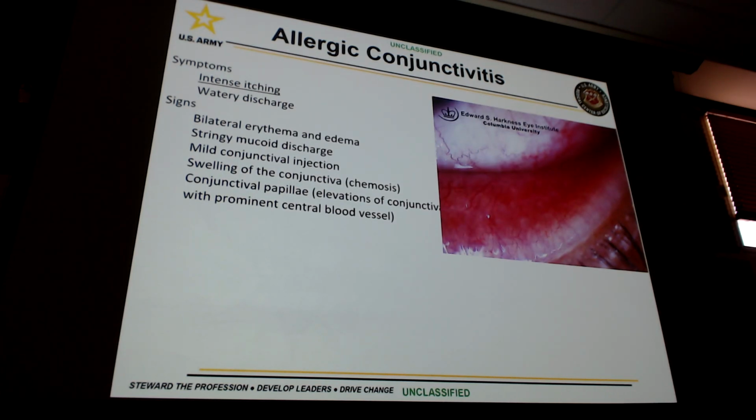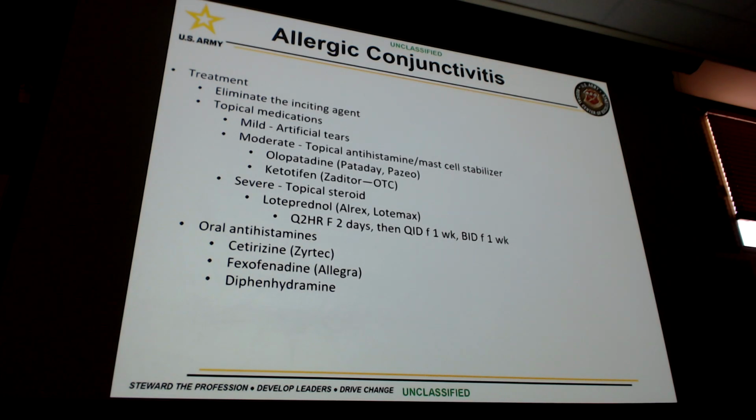Okay, intense itching, right? There may be some other signs, but a lot of times the patient comes in and they're all stuffed up. They know they've got allergies. Their eyes are itching. They've got allergic conjunctivitis. Okay, it's a pretty easy diagnosis there. How do we treat it? Try to get rid of the inciting agent. So hunt that cat, okay? Or leave Texas. That's hard to do if you are stationed here.